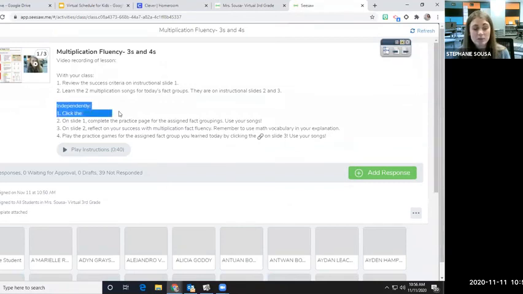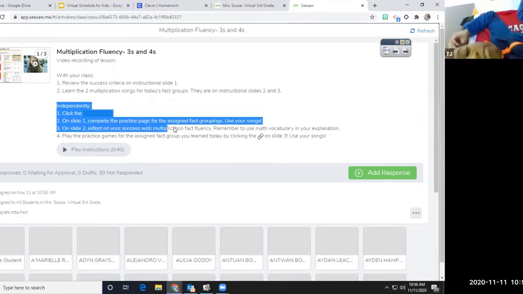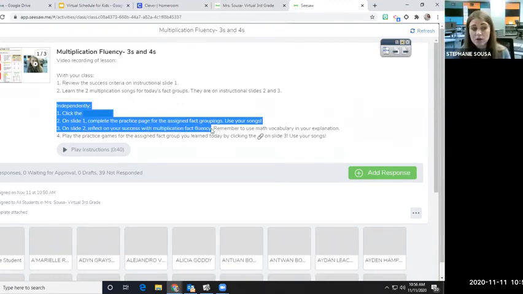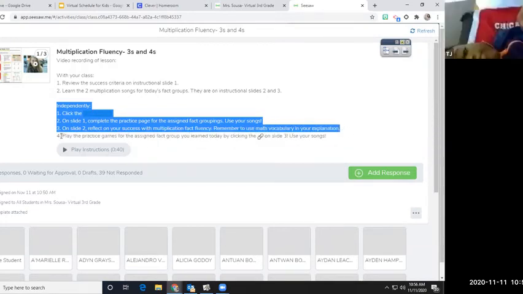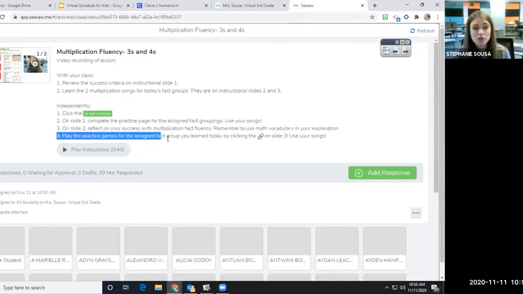Independently, click on the Add Response. On slide 1, complete the practice page for the assigned fact groupings. Use your songs. On slide 2, reflect on your success with multiplication fact fluency. Remember to use math vocabulary in your explanation. Then play the practice games on the assigned fact group that you learned today by clicking on the link on slide 3. Use your songs. So you're going to complete a work page, and then you're going to get to play some practice games to get quicker and more accurate with your multiplication.